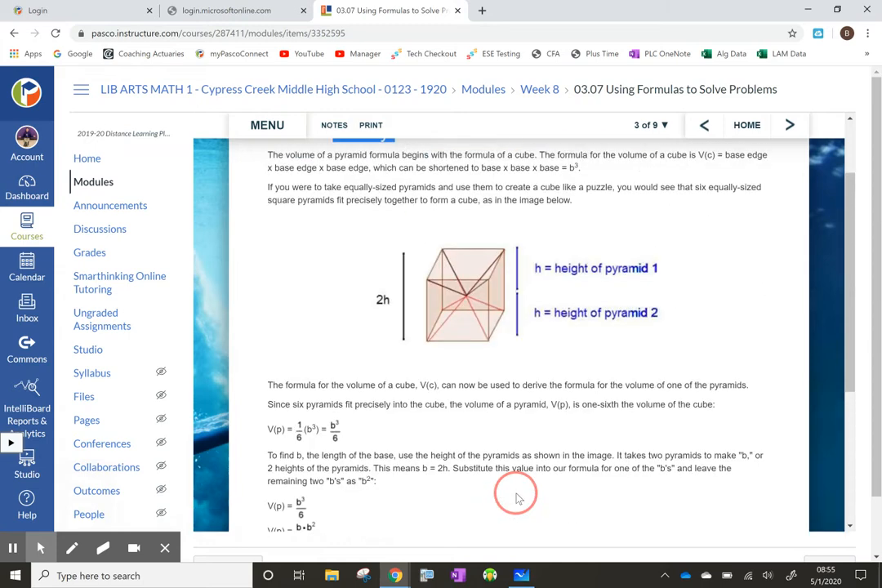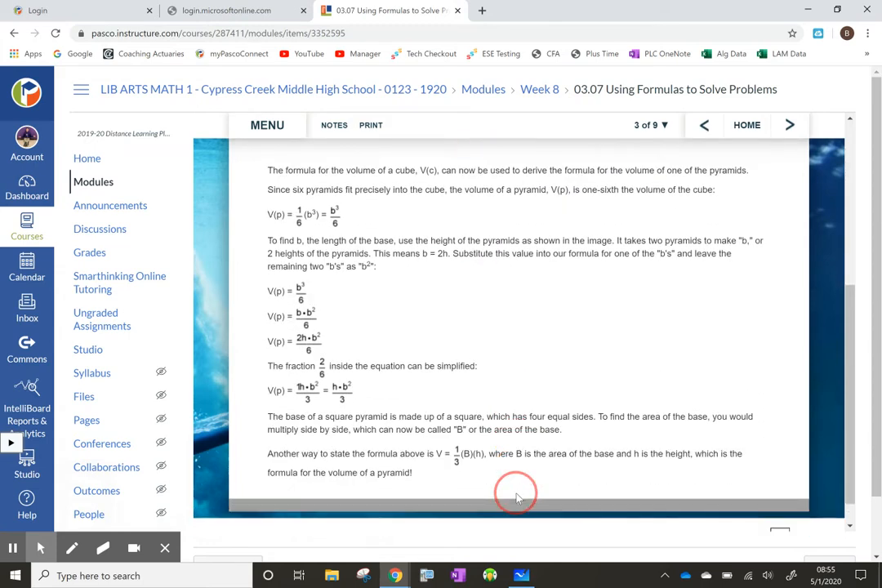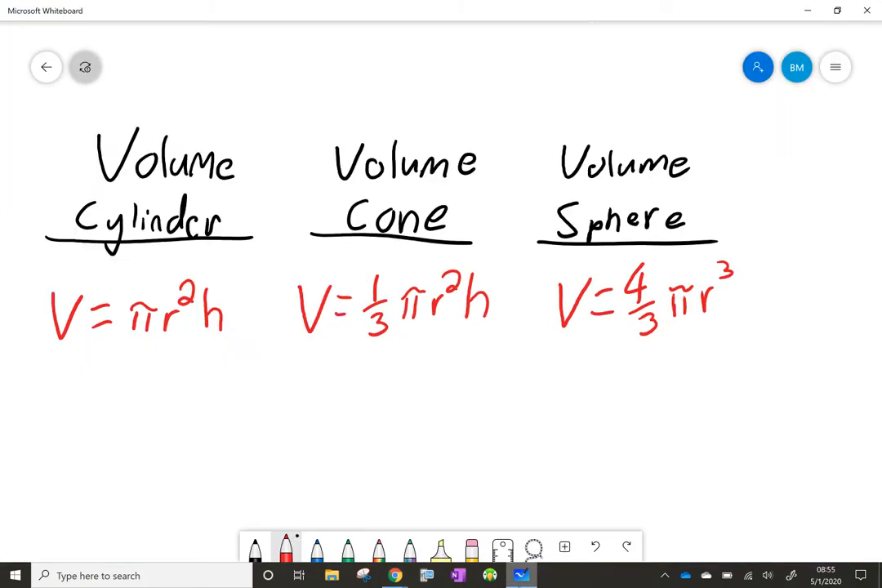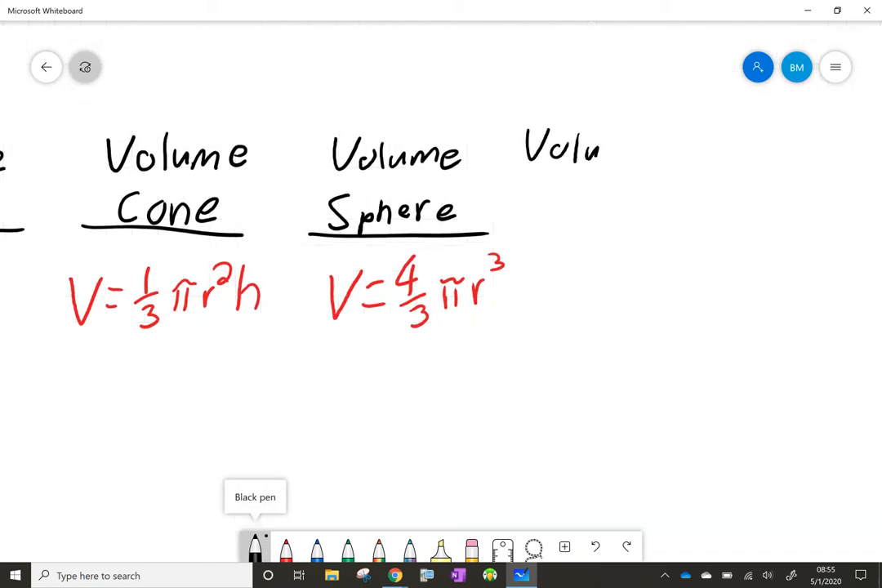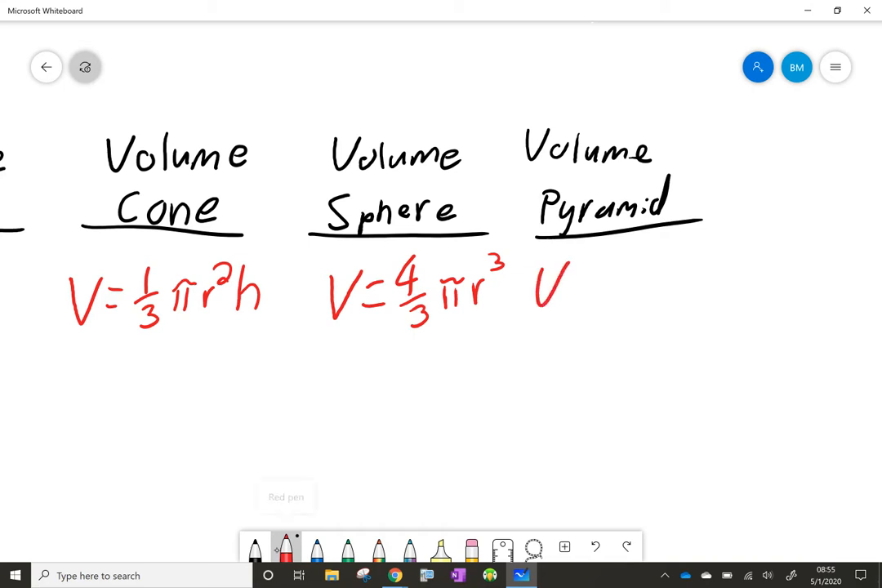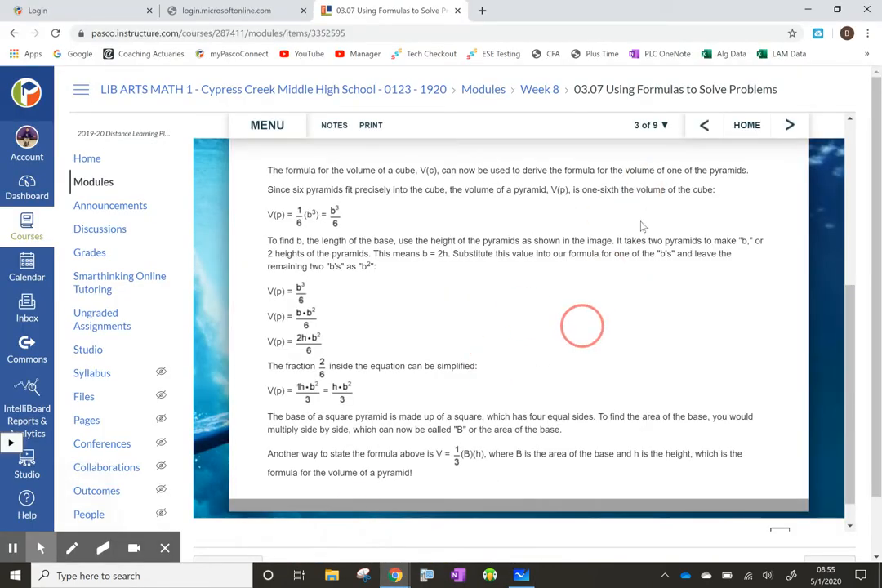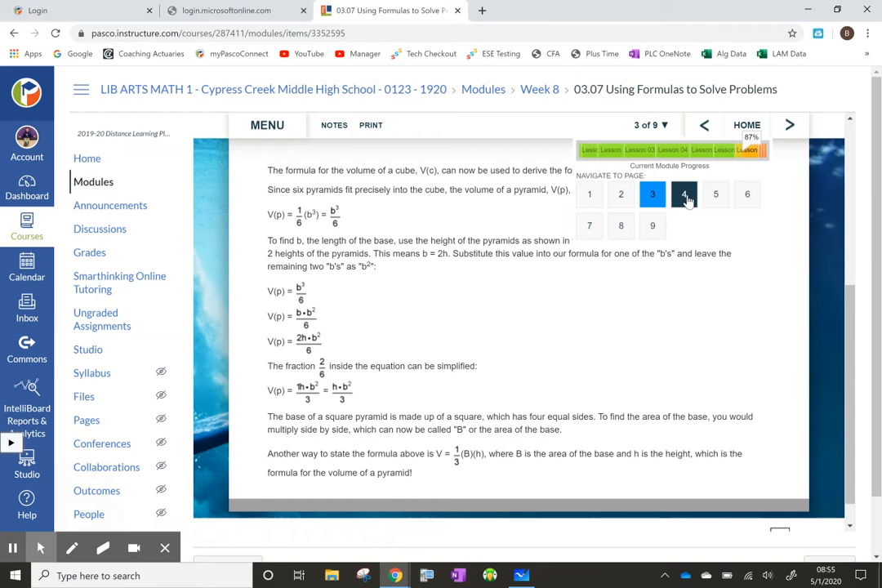Now that's a formula I don't think I have written down. So 1/3 base times height, volume of a pyramid. So let's write that down. Add it to my list here. Volume of a pyramid, and it was V equals 1/3 base times height. I'm going to continue adding more formulas to this list as I see them. And then, of course, later on, we'll see problems where we actually have to use all these formulas.